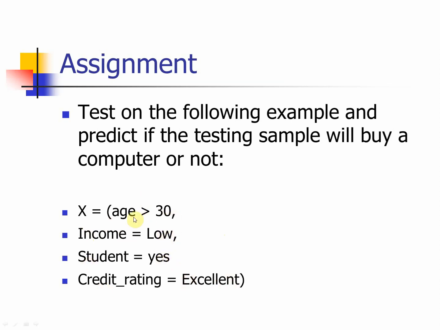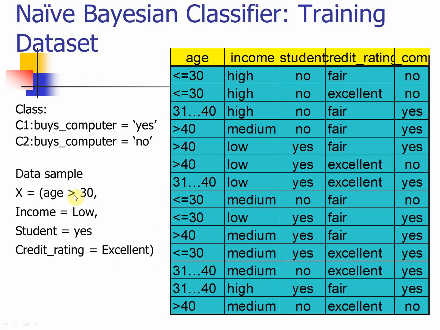However, age is slightly different from what we have seen previously. The reason I'm saying that is because originally age has been divided into 3 different categories: less than or equal to 30, 30 to 40, greater than 40. Now my X has the information of age greater than 30. So obviously you need to make some changes over here to fit the information that has been provided. This is something pretty interesting I want you guys to think about.